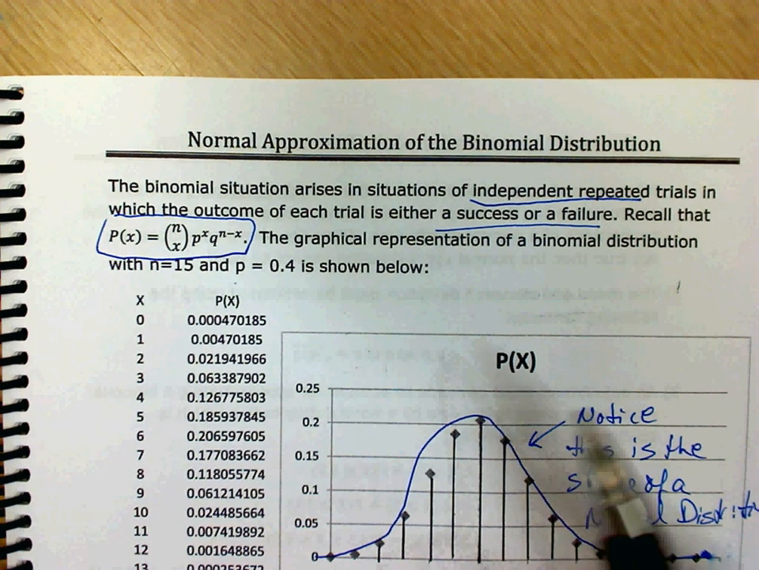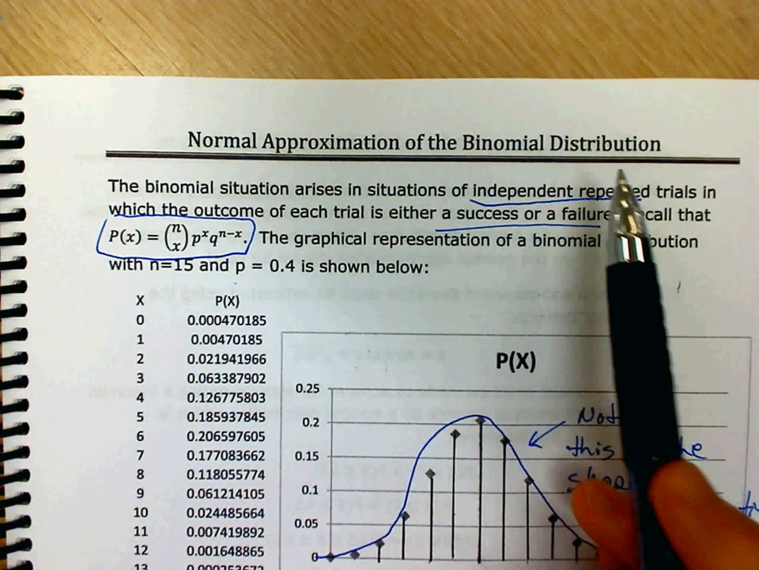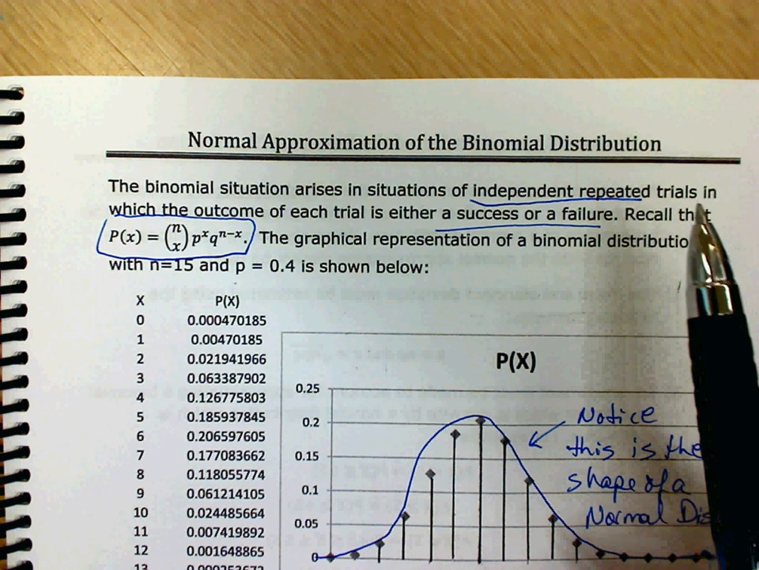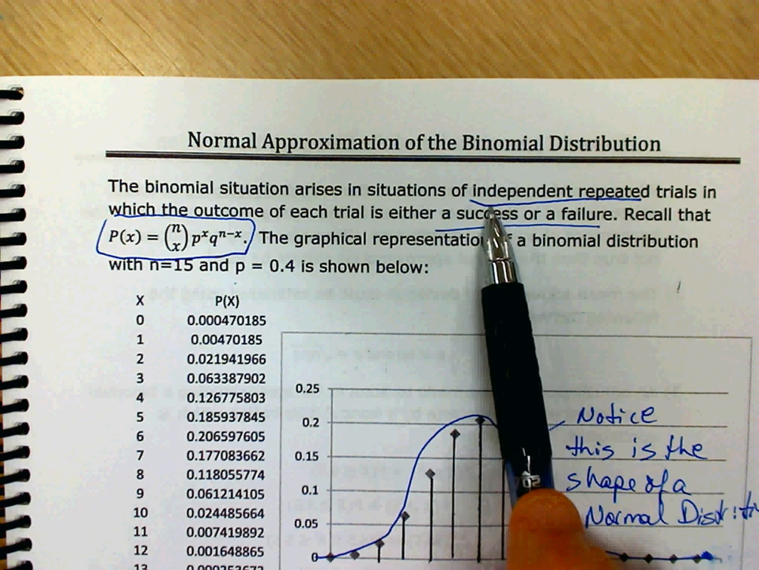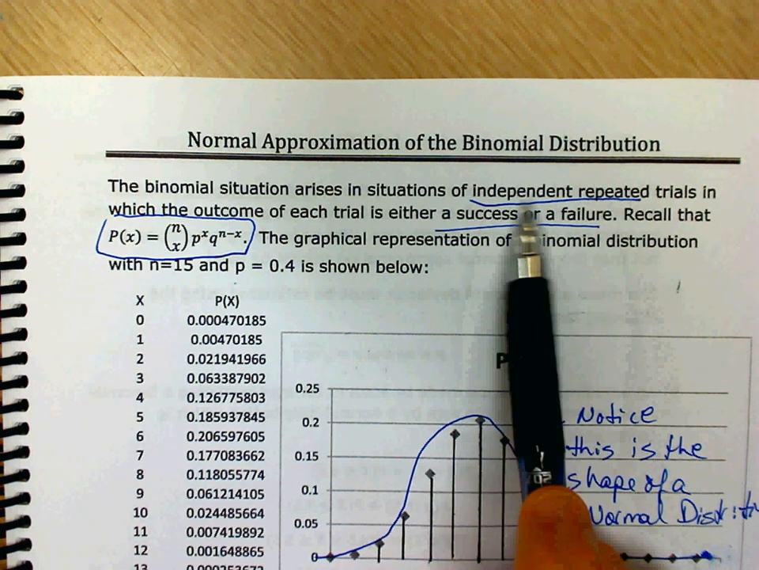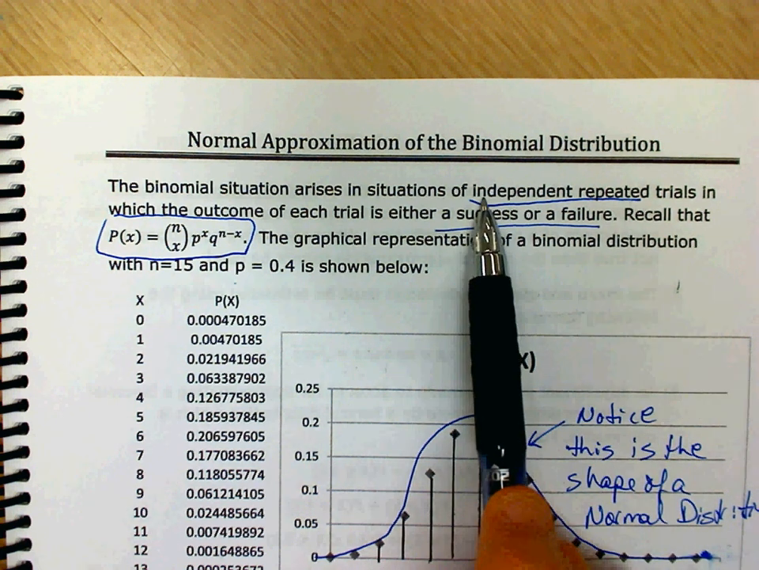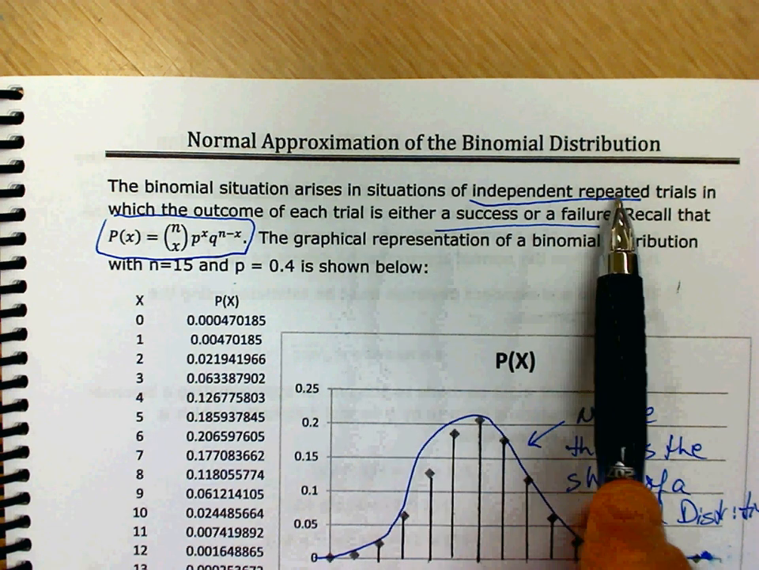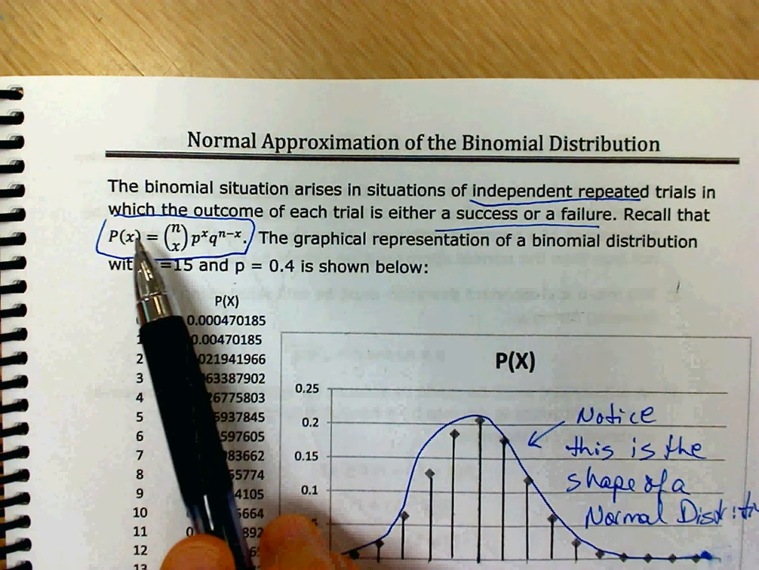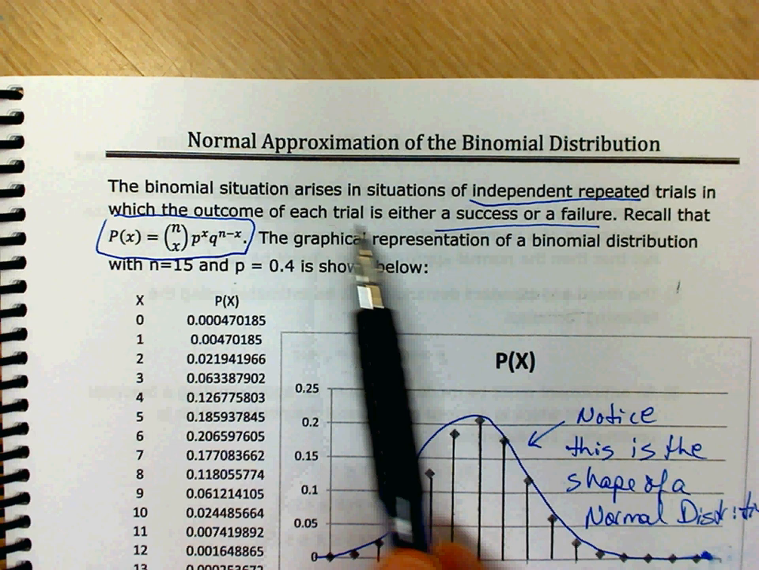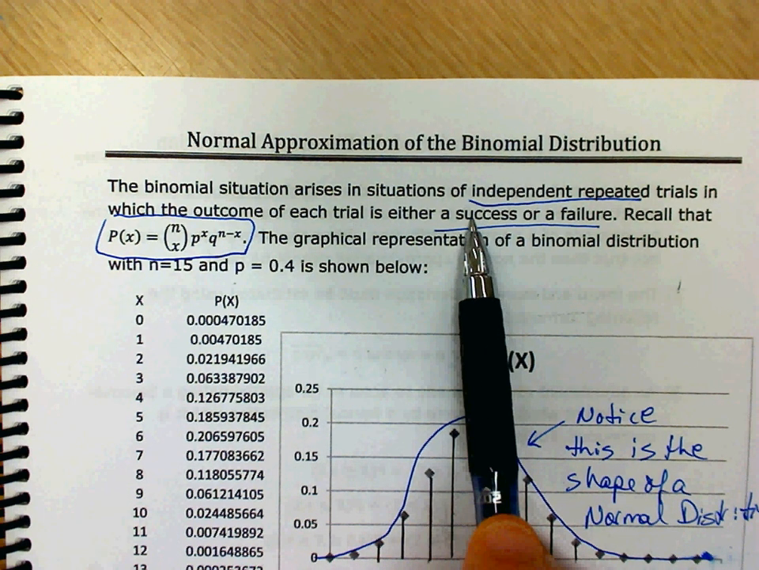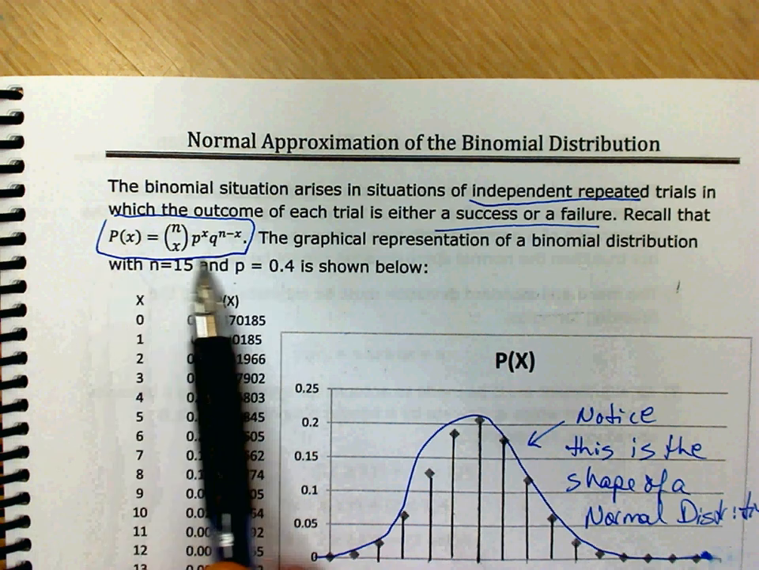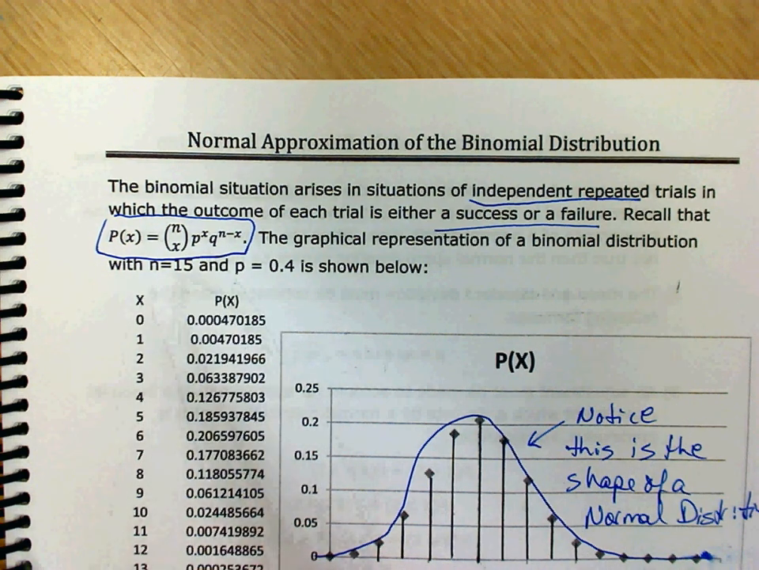Okay, so normal approximation to the binomial. Recall that the binomial situation arises in situations of independent repeated trials, so the probability doesn't change from one trial to the next, where for each trial there are only two outcomes, hence binomial, called success or failure. And recall that the formula is equal to this.